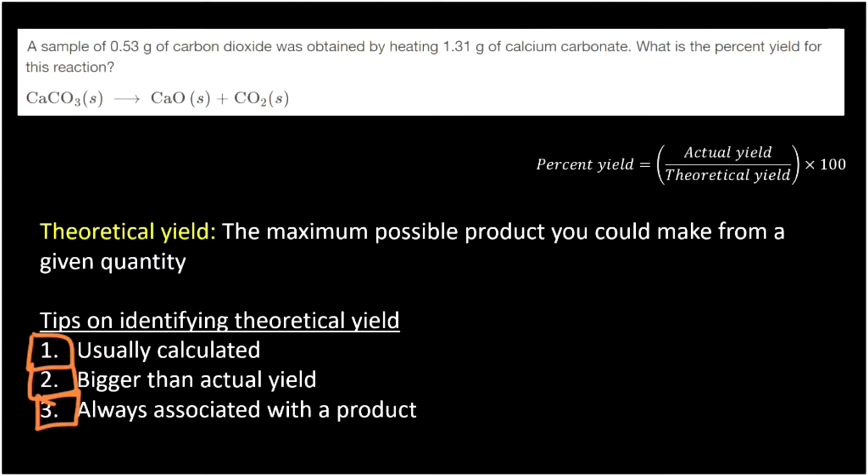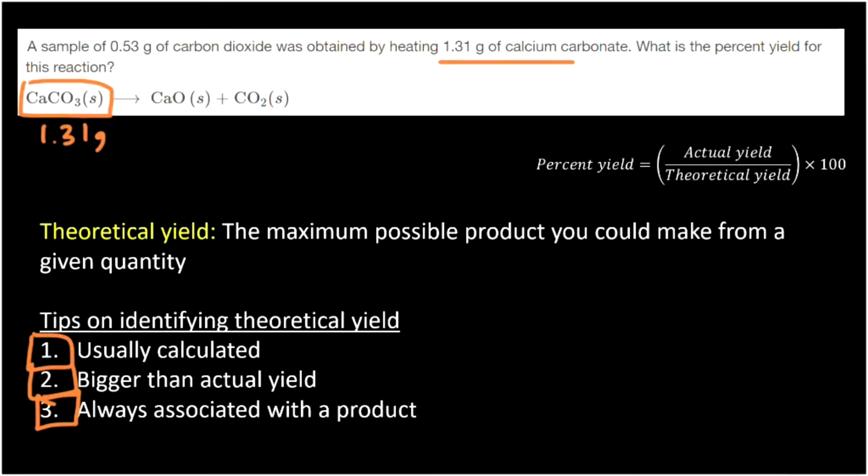That means that our 1.31 grams of calcium carbonate can't be our theoretical yield. Why? Well, a couple reasons. One is it's associated with a reactant, so it's not a yield. It can't be our theoretical yield if it actually goes with a reactant.